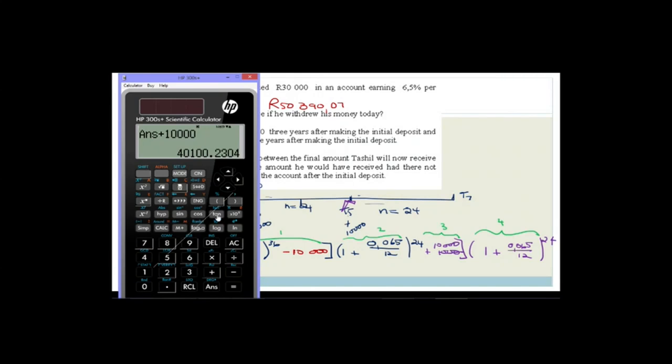So we're going to take 40,100.23, and we're going to multiply that by 1 plus a fraction of 0.065 all over 12, bracket to the power of 24, and that equals 45,651 rand and 26 cents.